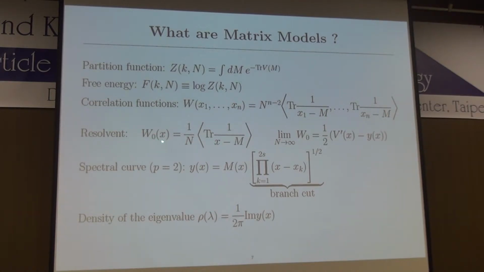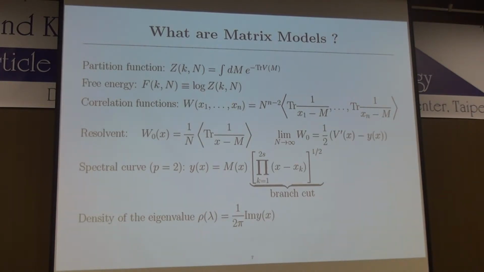the resolvent will satisfy. So the resolvent is simply given by the derivative of the potential minus some singular function, y of x. This y of x will be called the spectral curve in this context. And so the information of the spectral curve is almost equivalent to that of the resolvent, since the potential is given.